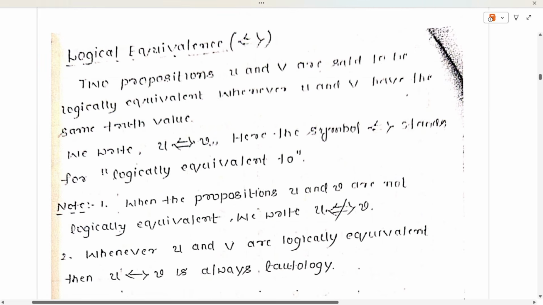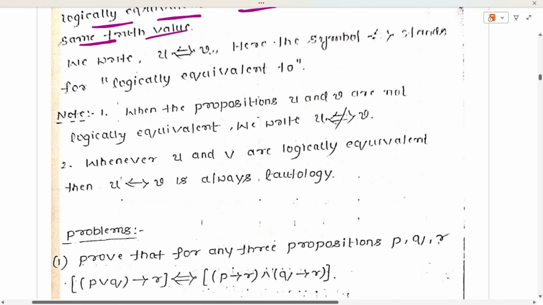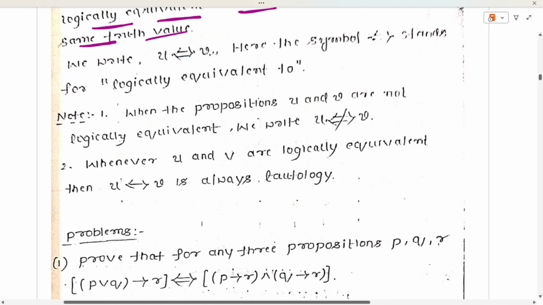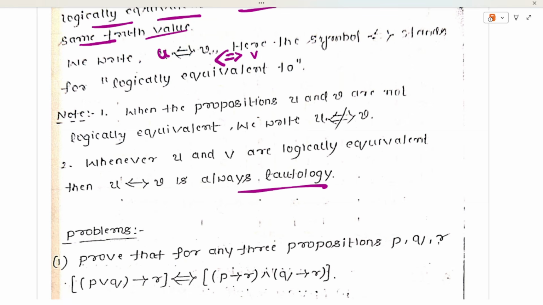If you see the next topic, that is logical equivalence. That means two propositions U and V are said to be logically equivalent whenever U and V have the same truth table values. Okay. When they have the same values, it is said to be logical equivalence. U is equivalent to V, you use this symbol, and if they are equal, it is said to be always a tautology.